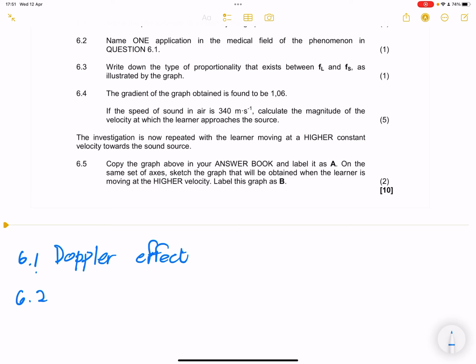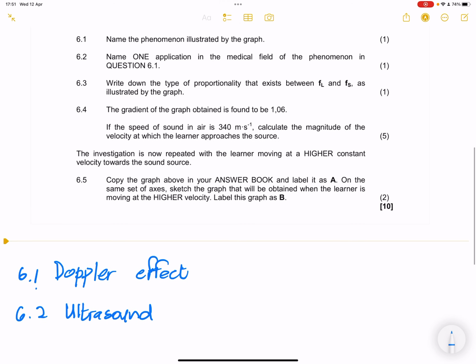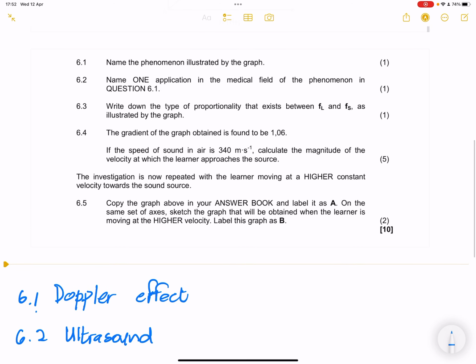They say name one application in the medical field of the phenomenon in question 6.1. Remember, in the medical field, we usually use this for ultrasound, isn't it? Usually when they want to test the heart rate of a baby that is still in the mother's womb, they would use ultrasound, and that uses, in this case, the Doppler effect.